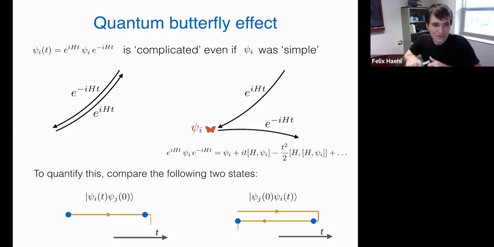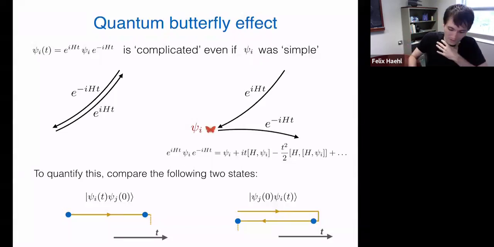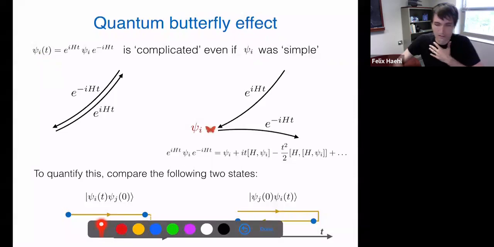And if the Hamiltonian of the quantum system is chaotic, then even a small local perturbation completely disrupts the cancellation between forward and backward evolution. And you end up with a complicated many-body operator, psi of t, even if the initial operator at time 0 was simple. In other words, the time evolution introduces all these commutators with the Hamiltonian. So the operator grows and gets more and more complicated and has overlap with many operators in the theory.